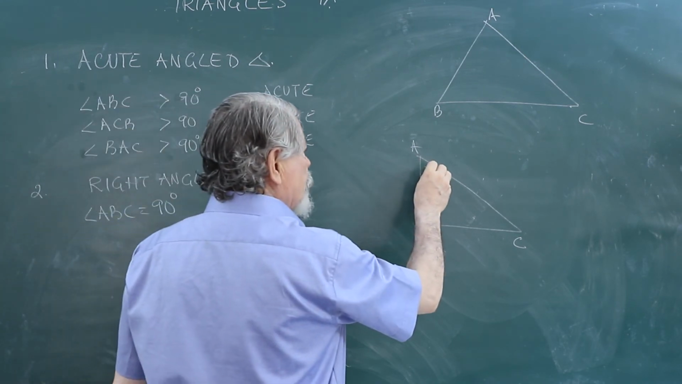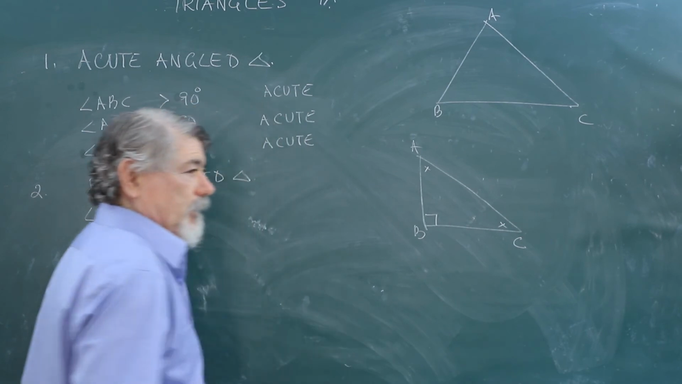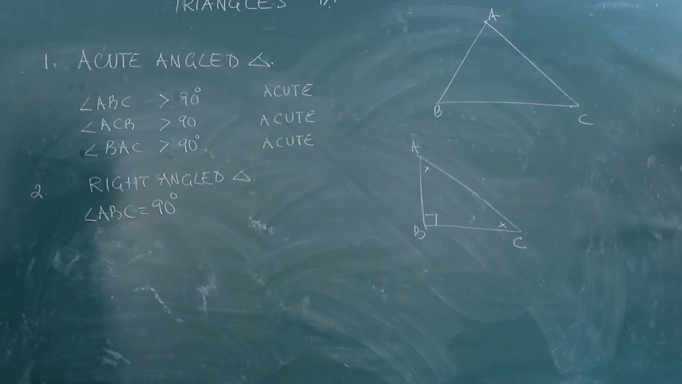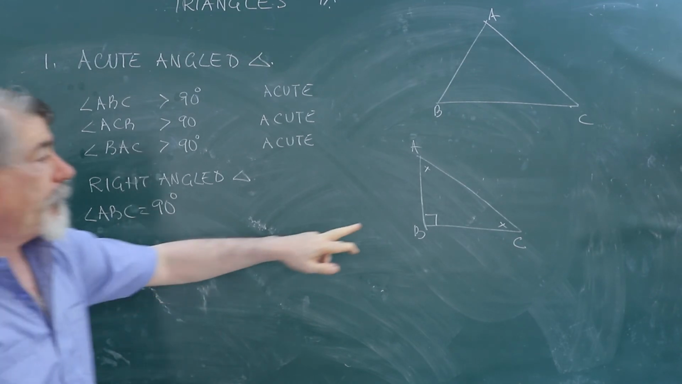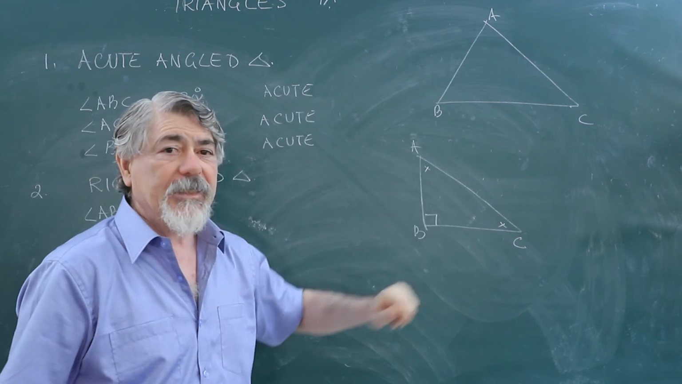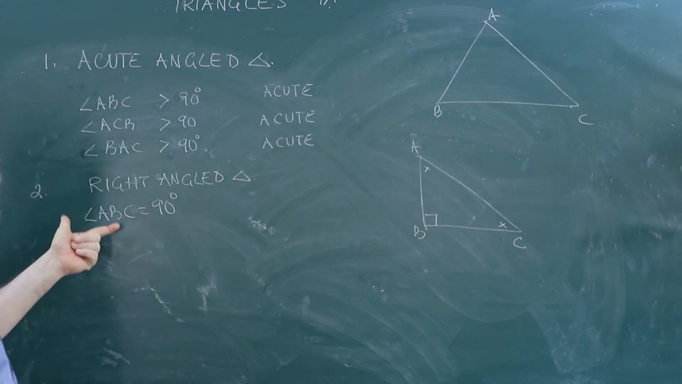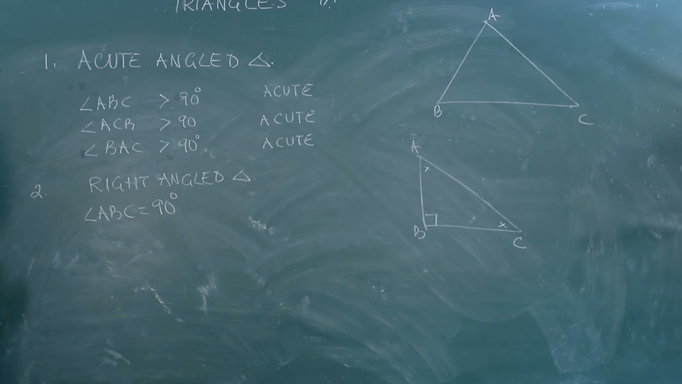The sum of the remaining two angles will be 90. That means they will be acute. They will be less than 90. Only one can be 90. The remaining will be less than 90. It is called a right angle triangle.